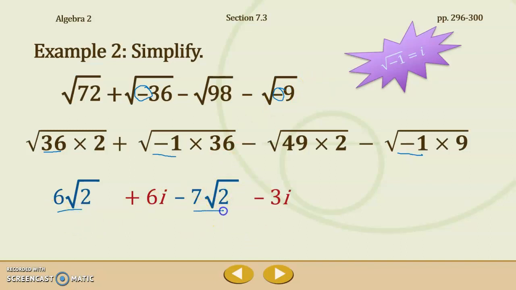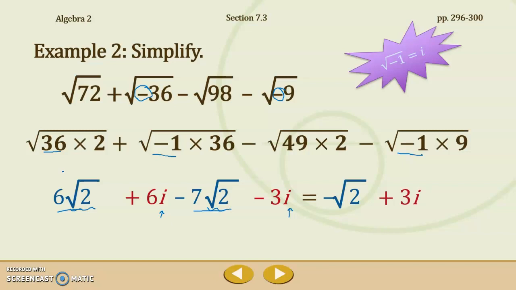The 2 in blue I can combine because they are like radicals, and the 2 in red I can combine as well. So when we combine our blue terms, 6 groups of root 2 minus 7 groups of root 2, I get negative 1 group of root 2. And my red terms, 6i minus 3i, is positive 3i.